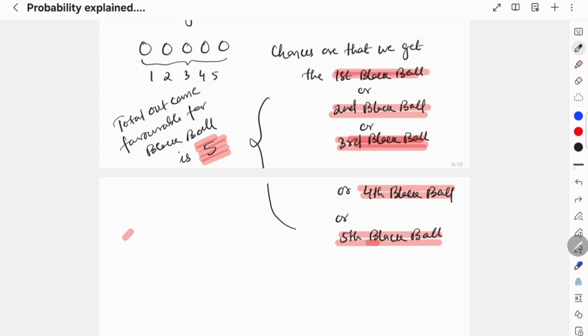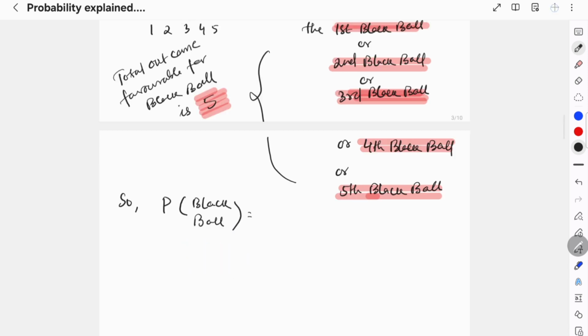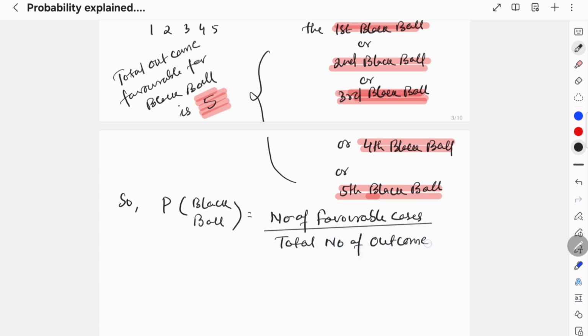So number of favorable cases are 5 and the total outcome is 12. So the probability of getting a black ball will be 5 divided by 12. So this is our answer. So you have to be very logical while solving questions on probability.